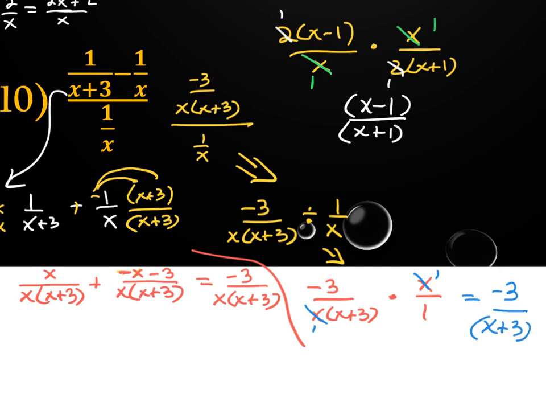The 3's cannot be simplified. And if you forgot to do the keep change flip at the beginning, chances are you would end up with a +3 in that numerator and you'd get it wrong. And again, if that were a multiple choice question, chances are you would get it wrong because you forgot to do the keep change flip at the beginning.